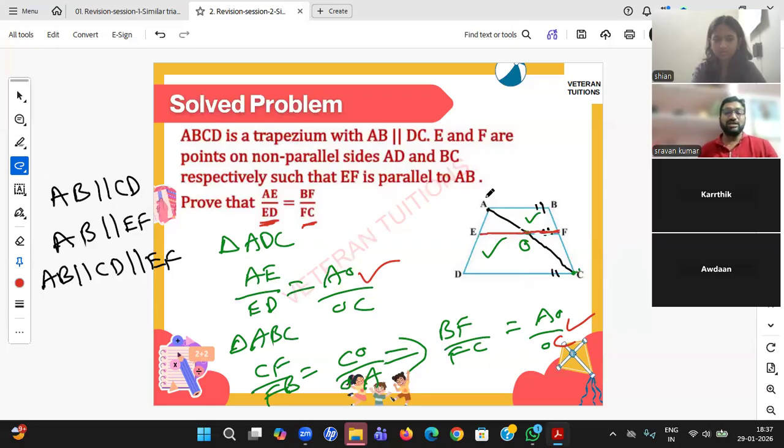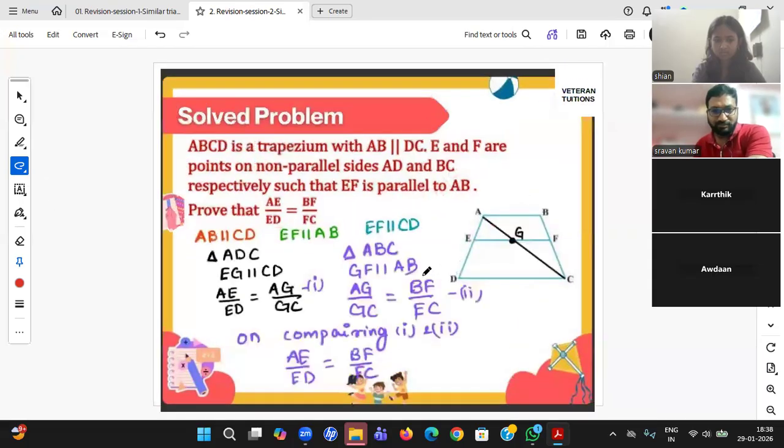Now don't say, sir, I join diagonals, I form triangles, but there is no parallel line. You can construct it like this. Then you can do the same procedure. So there are two types of questions. One time he is not giving the diagonal, other time he is giving the diagonal but not giving this line. Both times you need to construct the other part.